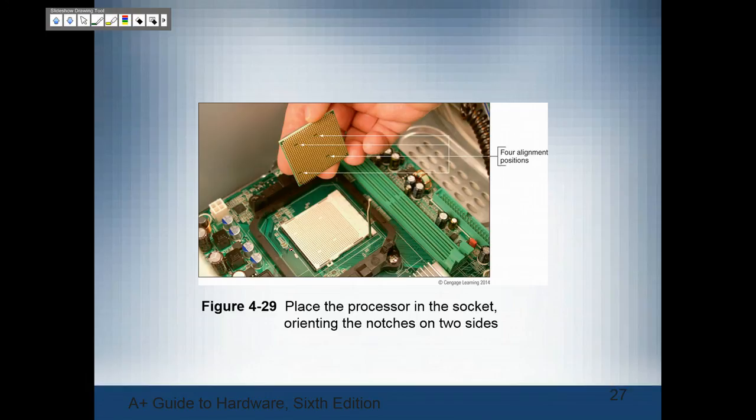More pictures, and this one shows four alignment positions. How are we going to align this thing to be sure again that the processor is properly aligned? I think this one has the little notch here, and would have something probably on the top of the CPU to say, hey, this is pin 1.